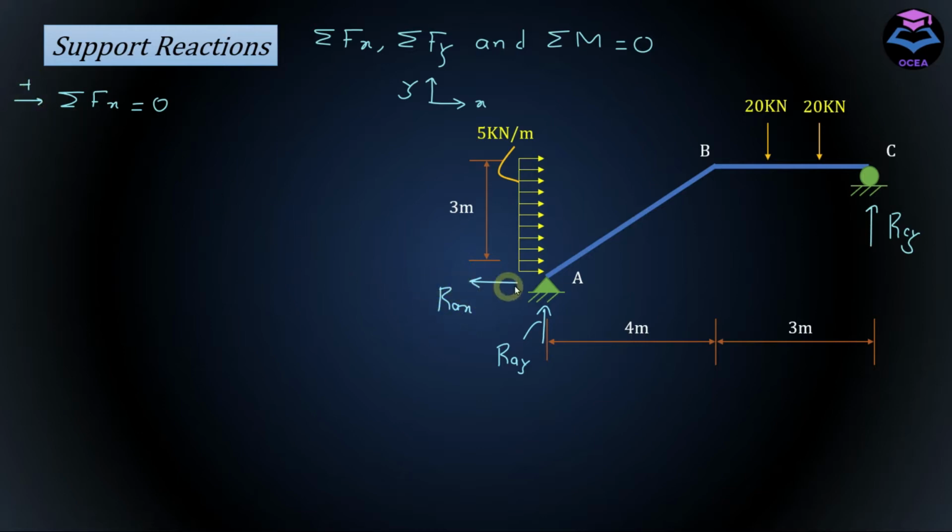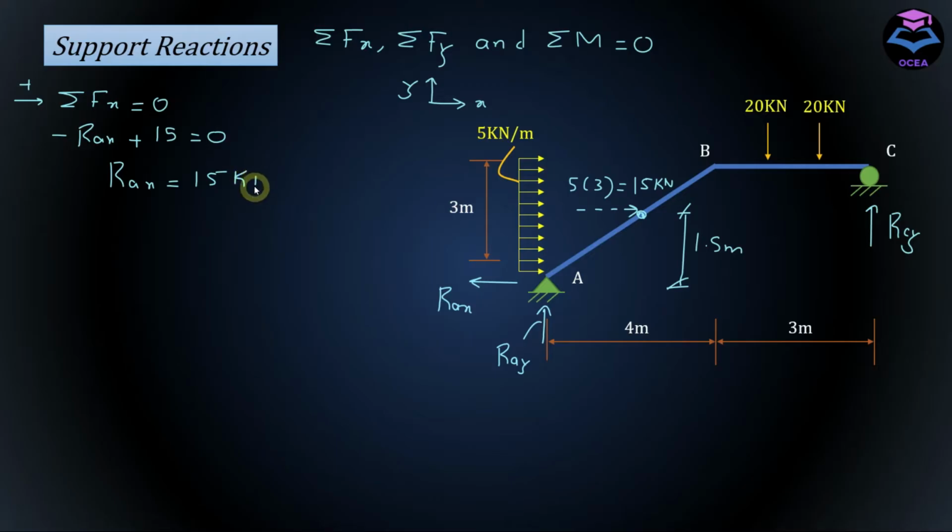So we have RAX going towards the left, it's going to be negative, and we have the resultant load due to this UDL acting here at a distance of 1.5 meter from the bottom. And the magnitude of this resultant is going to be equal to 5 into 3, which is the area of this UDL, and it's equal to 15 kN. So 15 kN is going towards the right, hence positive. RAX from here is equal to 15 kN.